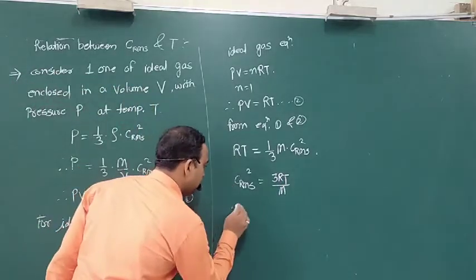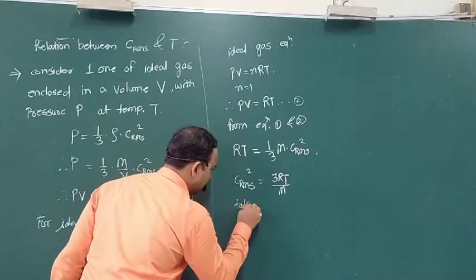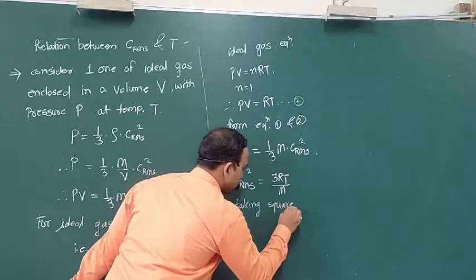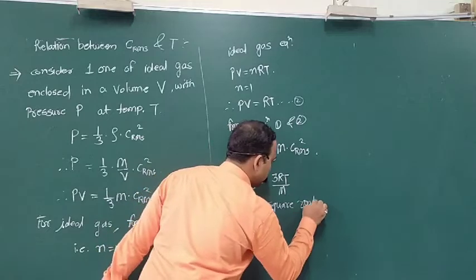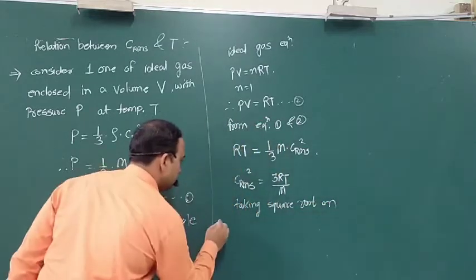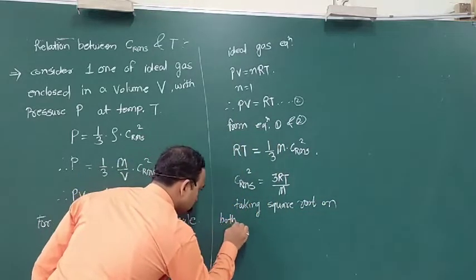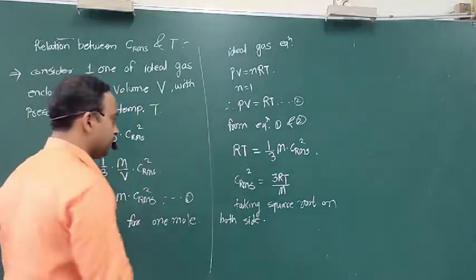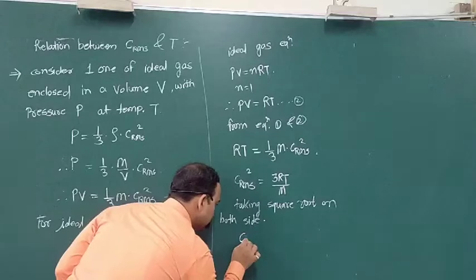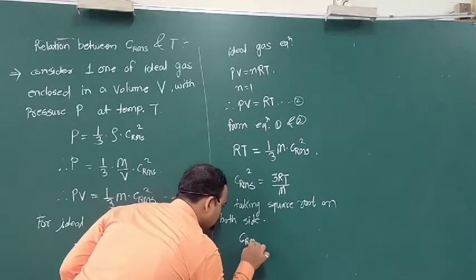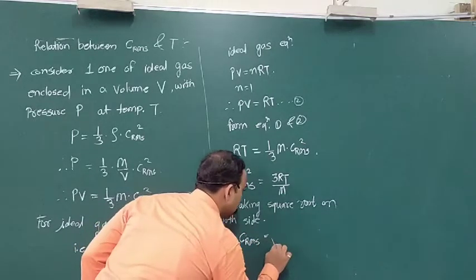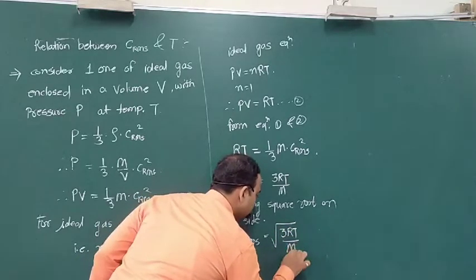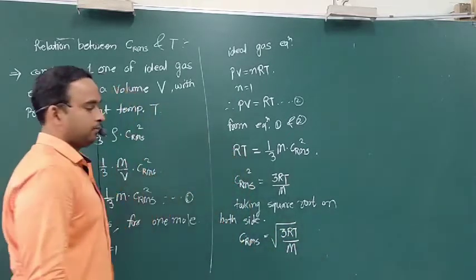Therefore, taking square root on both sides, C RMS is equal to under root 3 RT upon m.